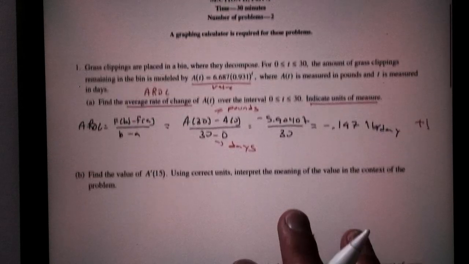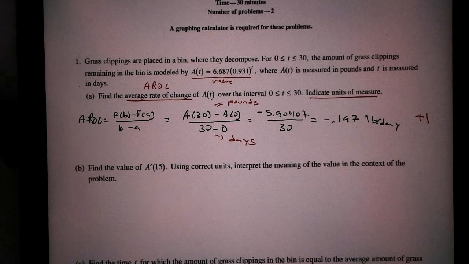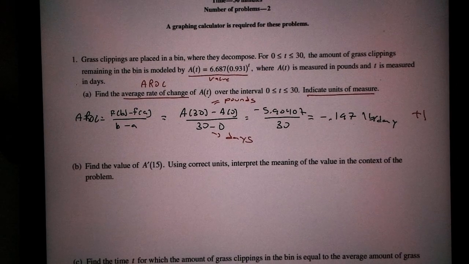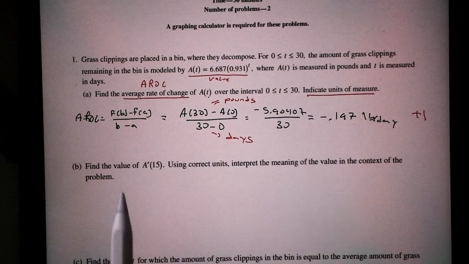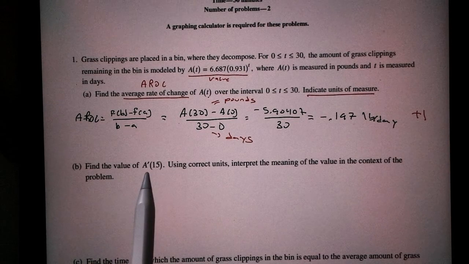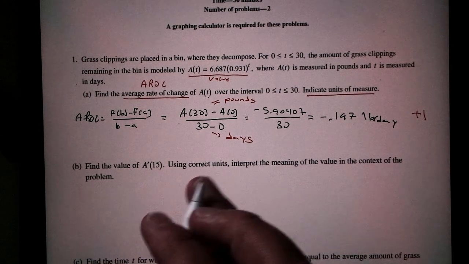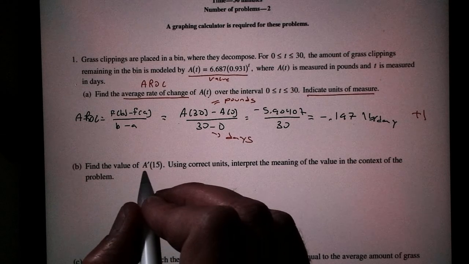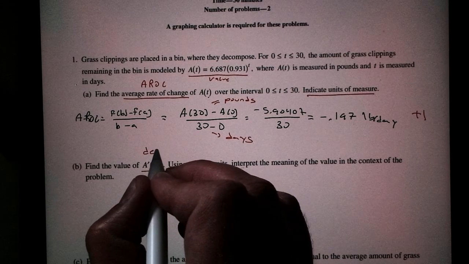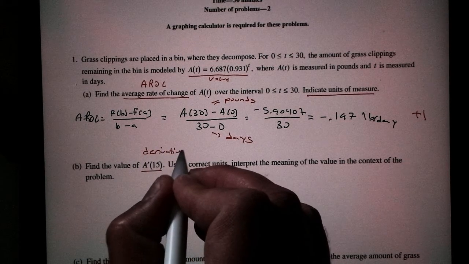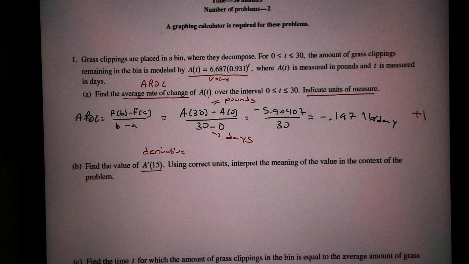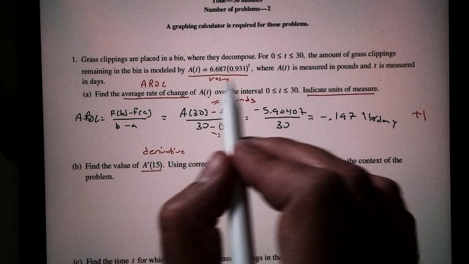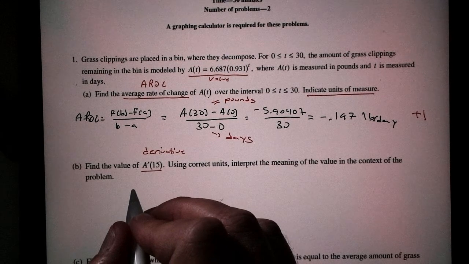All right, so let's take a look at part B. Now part B, where we're getting into the actual calculus of the problem. And here they're saying, find the value of A prime of 15. So notice for this one, they're looking for a derivative. Now again, this is a calculator question, so the AP does not expect you to actually take the derivative of this equation right here. You can use your calculator.